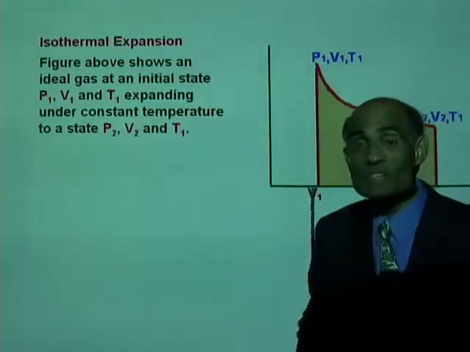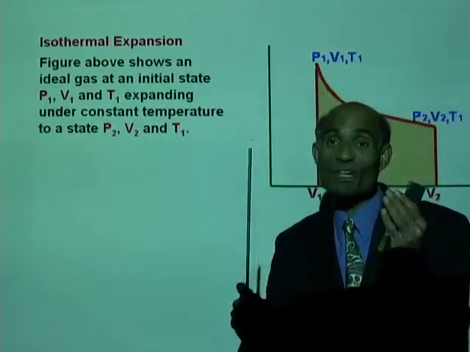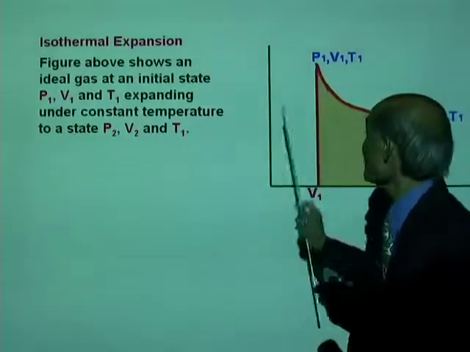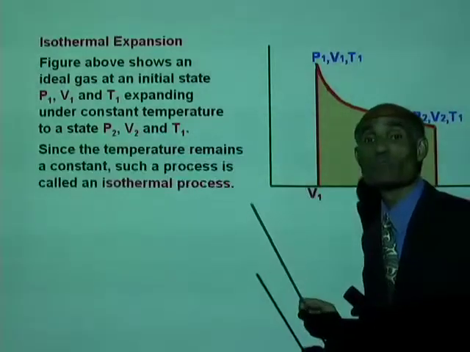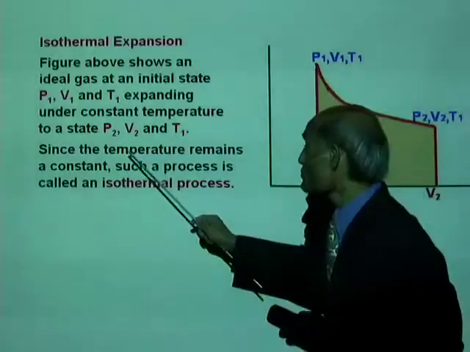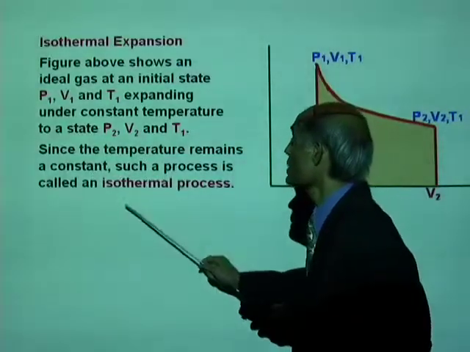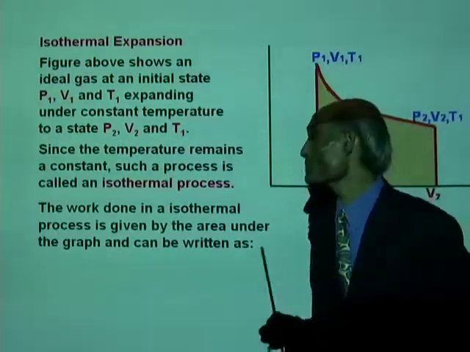You see, previously it was easy for us to calculate the area because the areas were rectangles. This is not as easy as that. So what do we need to do? We need to use the method of calculus. Since the temperature remains a constant, such a process is called an isothermal process.